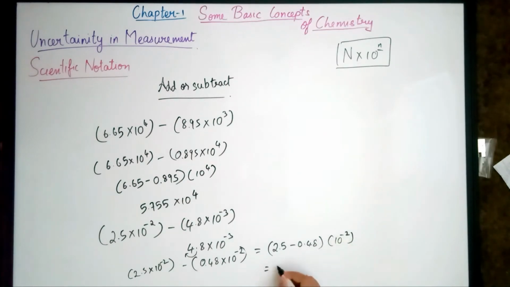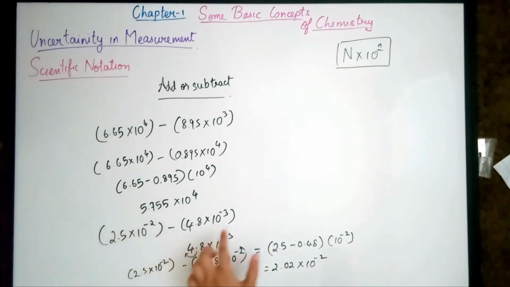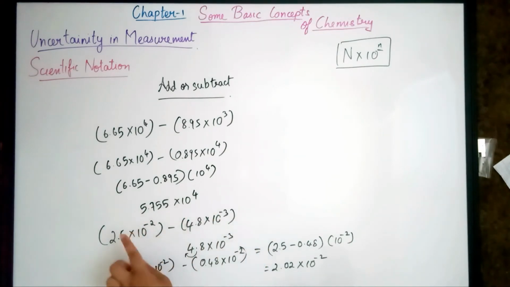That is equal to 2.02 into 10 to the power minus 2. So the difference between the previous two examples and this one is the fact that the n has a negative sign beside it. Here we've converted a minus 3 to a minus 2. Now suppose, let's take another example.